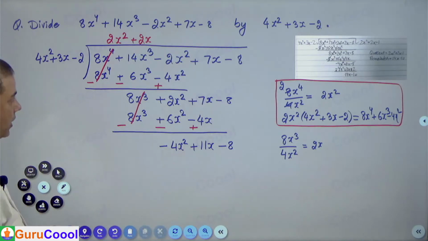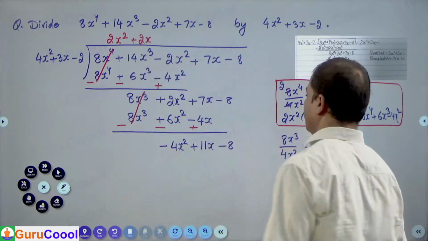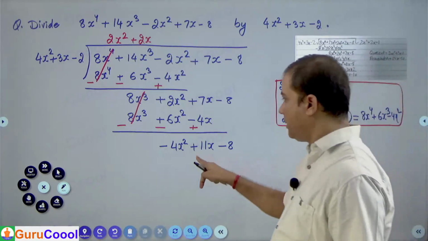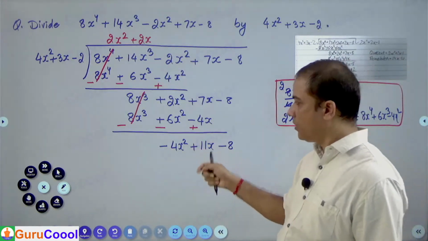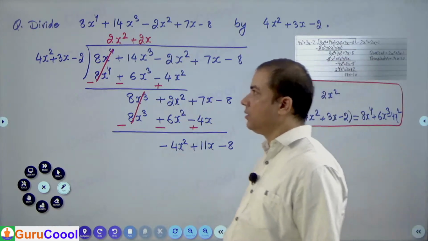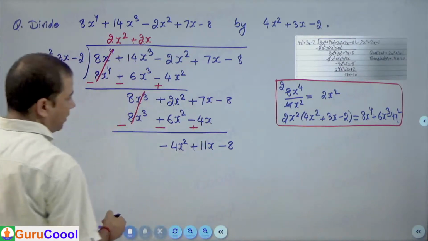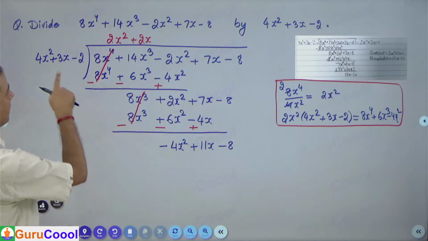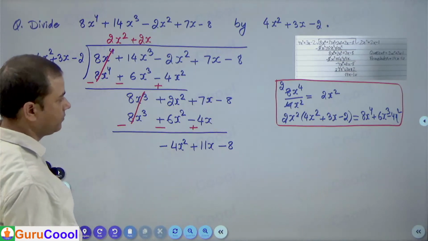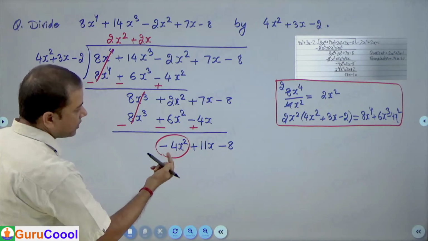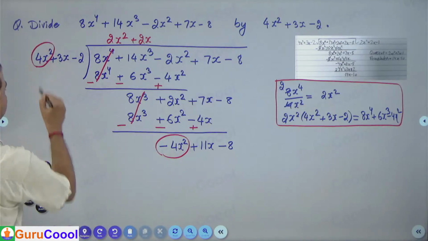Do you think we should continue dividing or stop? So we should continue dividing. Yes, degree of the remainder is 2. This is quadratic, and degree of divisor is also 2. Means they are same. So we can do the division again. Let us divide first term by first term. What do you get? Minus 4x square divided by 4x square. How much?